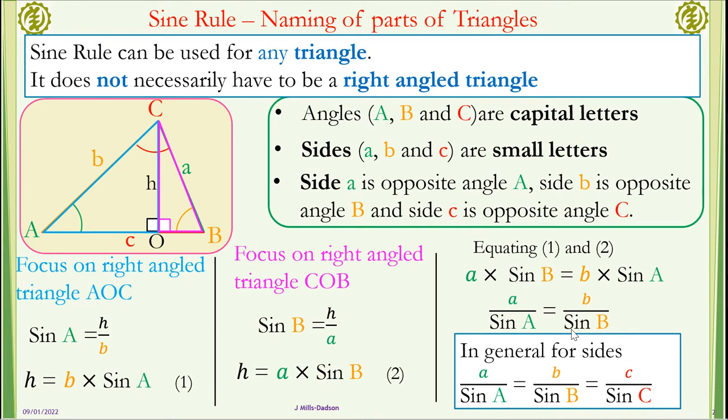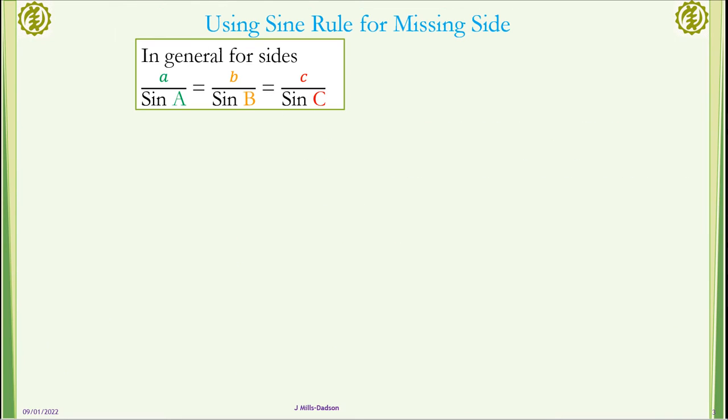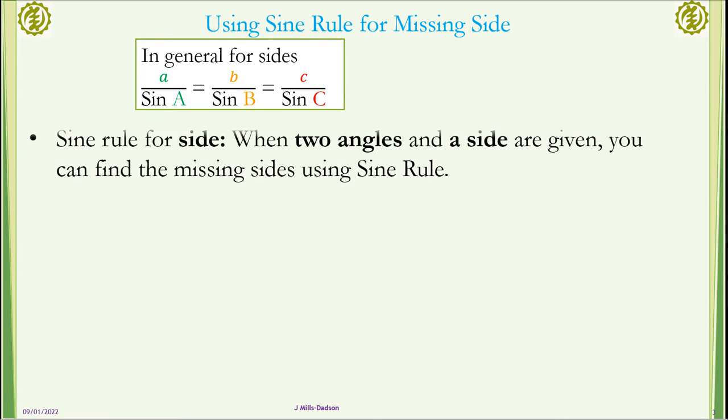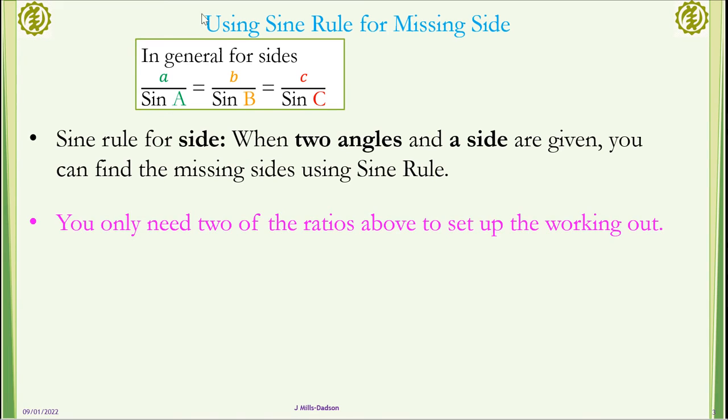But how do we use it to work out missing sides? And when do we know when to use it? Sine rule, when is it used? When two angles and a side are given, you can find the missing sides using sine rule. So when you have two angles and a side is given, you can work out the missing side using sine rule. And you only need two of these ratios. You don't need a, b, c. You just need two to help you do the working out.